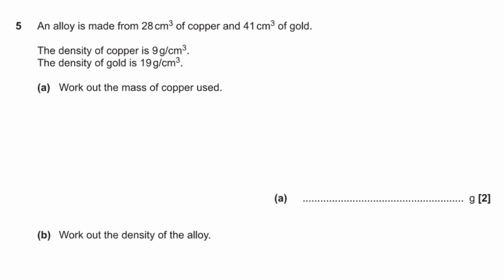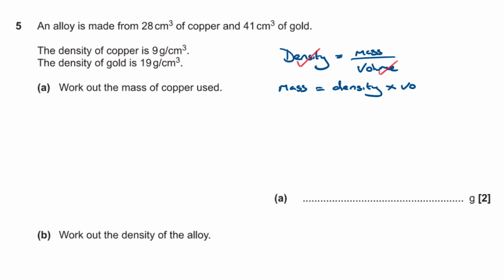Okay, so we need to know the formula that links density, mass, and volume. It's just density is equal to mass divided by volume. That's the formula. In this case, I've been given the density, I've been given the volume, I want the mass. Rearranging that, mass is going to be density times volume, isn't it? So mass equals density multiplied by volume.